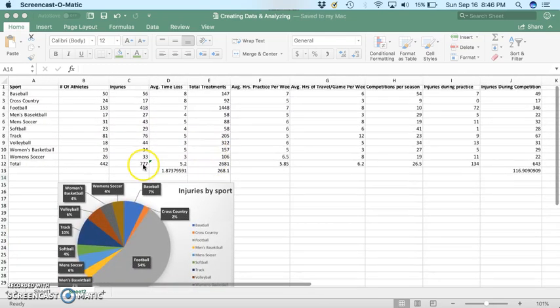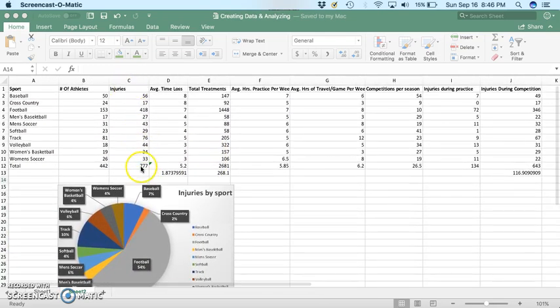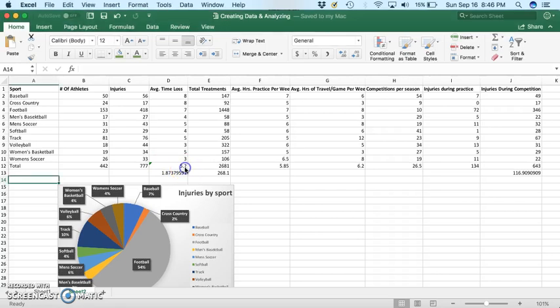So from there, I wanted to look at, again, the total number of injuries in a 2017-2018 athletic year, and then the average time lost. So I wanted to see how long our athletes are typically out with their injuries, and I got 5.2 days with a standard deviation of 1.873.